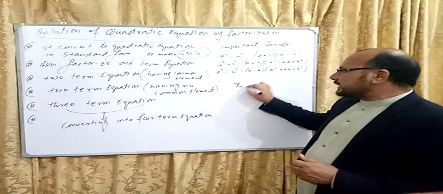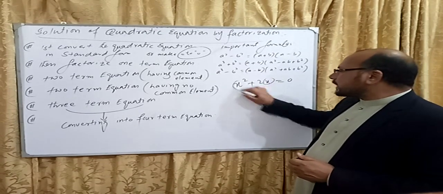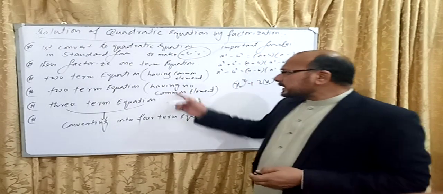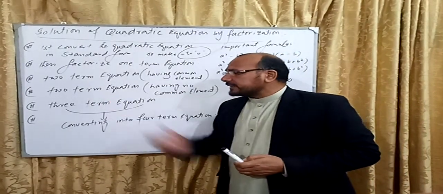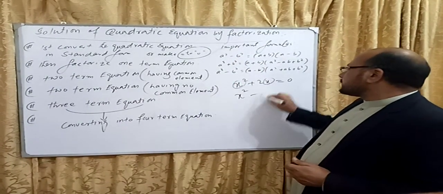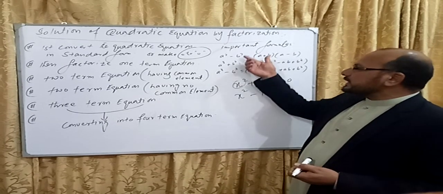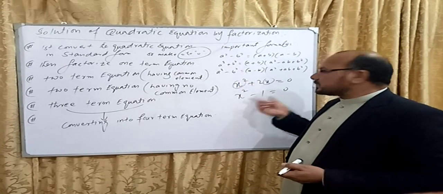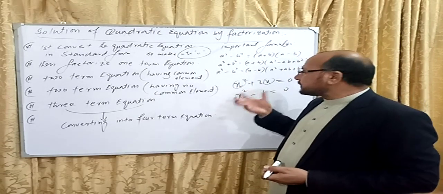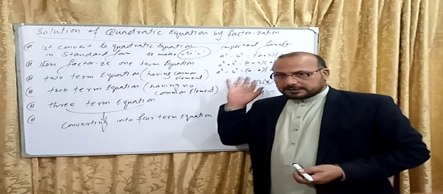For example, if we have x square plus 2x equal to 0, here we have x common, so by taking common we can make the factors. And sometimes two terms equations we have like this, but we don't have the common element. For example, x square minus 1 equal to 0. In this particular case, we need to apply these formulas to find out the factors. Otherwise, there is no way to find out the factorization.